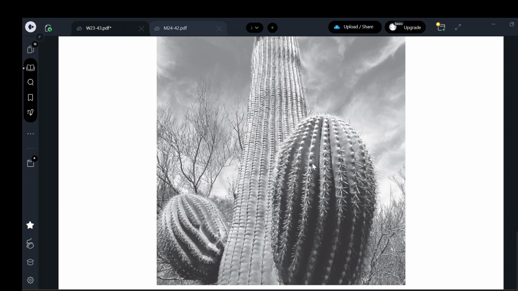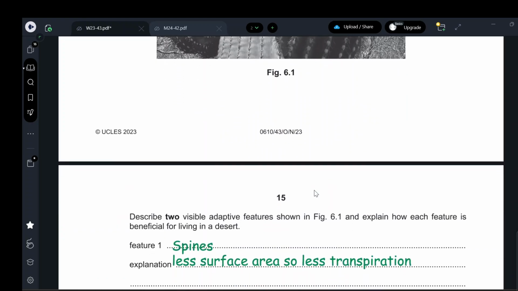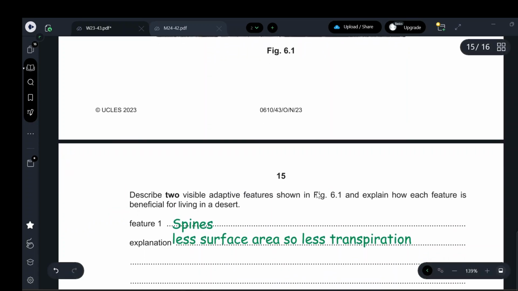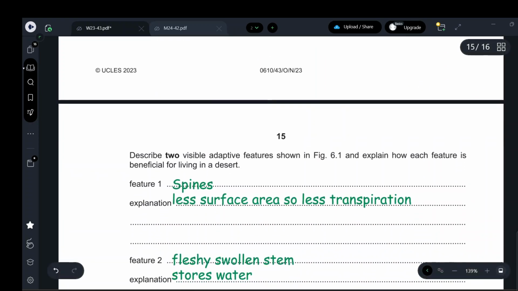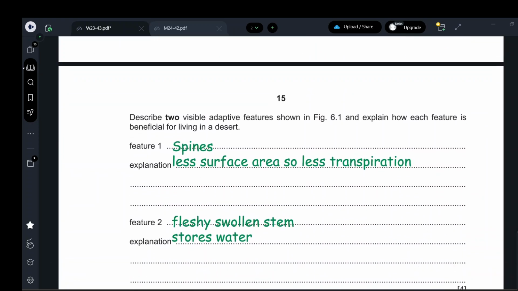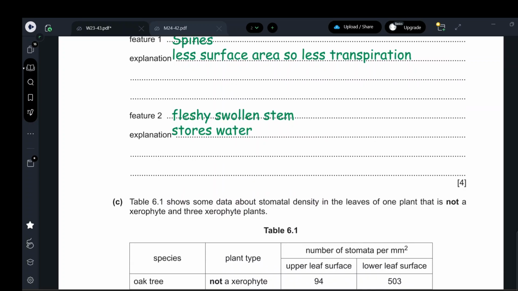The first thing is that the leaves are changed to spines, so I reduce the surface area for less transpiration. Less surface area for less transpiration. Okay, what else? The second point will be fleshy, swollen stem to store water. Store water.